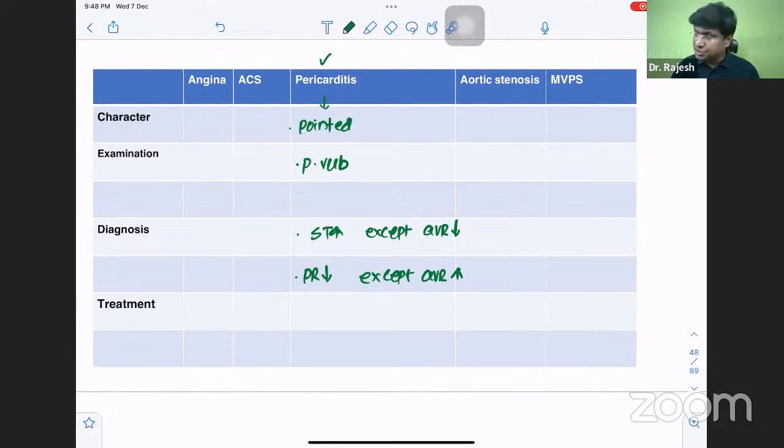And how do you treat patients with pericarditis? The treatment is by NSAIDs, that is aspirin. And if the chest pain does not subside with aspirin in pericarditis, you need to give steroids. What is the most important etiology that causes acute pericarditis? It is mainly viral etiologies. The most common is Coxsackie virus, followed by echovirus. So that will be your pericarditis.